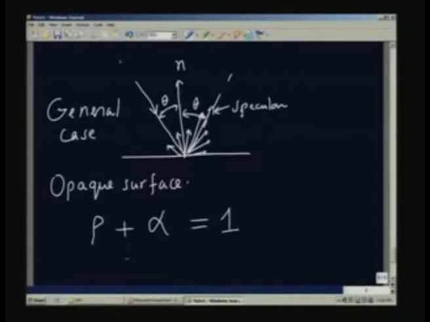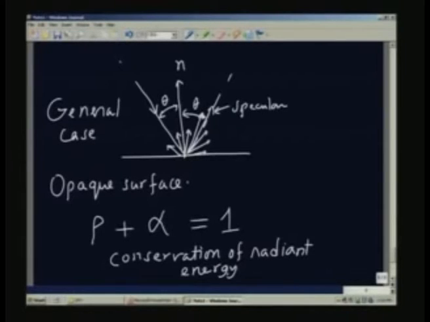This is nothing but conservation of radiation energy, or radiant energy. What is incident on the surface should either be reflected or absorbed, because it is an opaque surface, nothing is penetrating into the surface. Therefore, it is either reflected or absorbed at the surface. So, rho plus alpha equals 1.